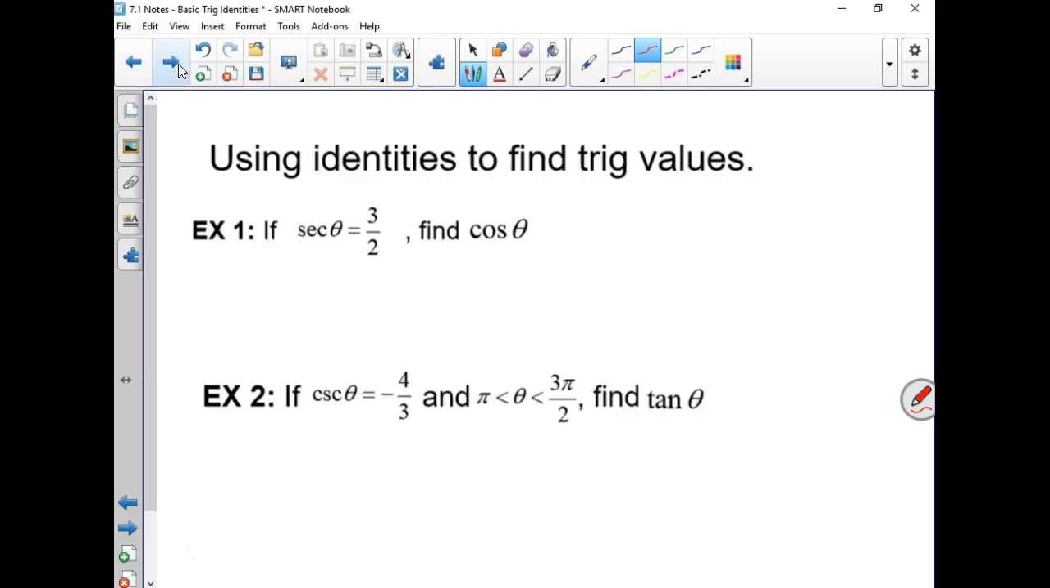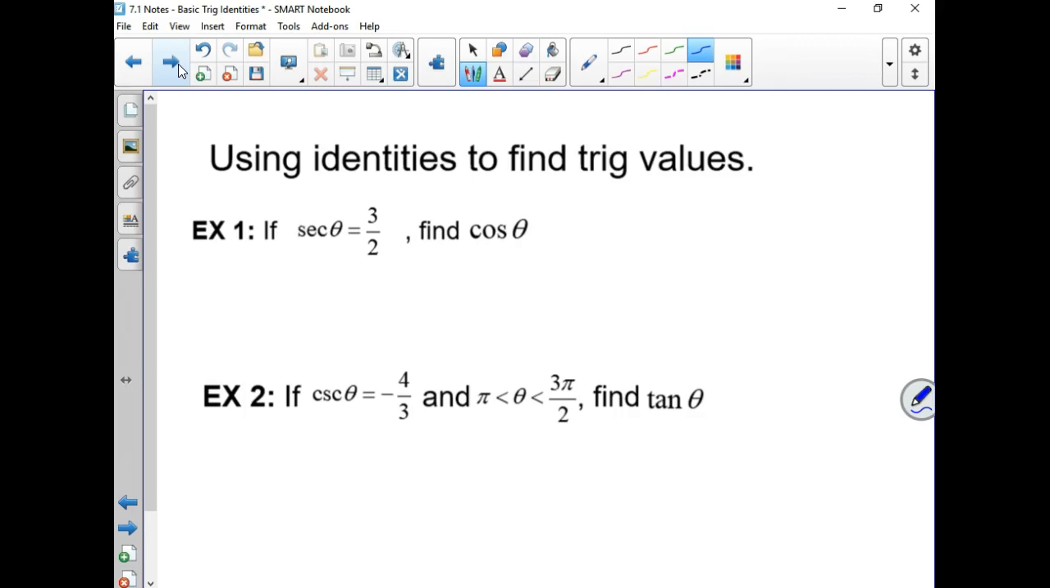So let's look at how we can use some of these trig identities. One way that we can use a trig identity is that if we know a given trig ratio, we can use that to help us find other trig ratios. They like to give these sort of problems on the ACT, SAT sometimes. So if we know that secant of theta is 3 over 2, we're supposed to find cosine of theta.